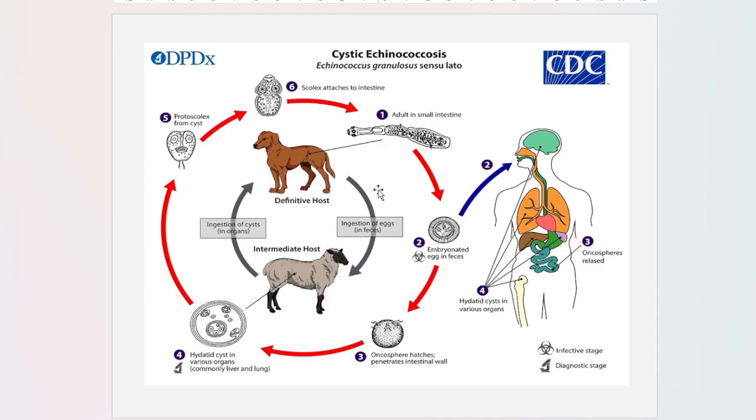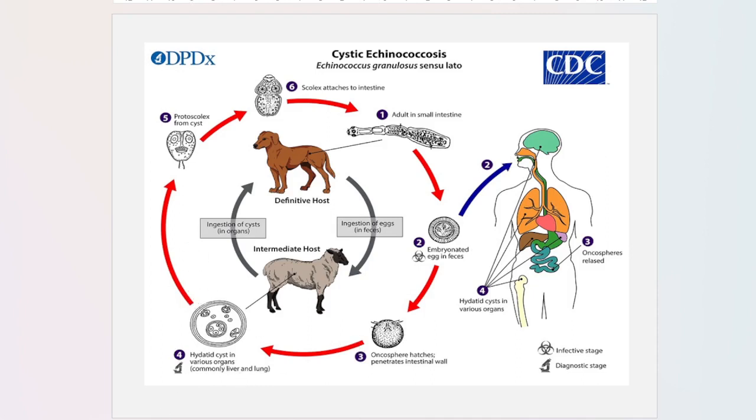So, even here, sa part ng sheep, it will ingest yung embryonated egg in feces. It will hatch into oncosphere. The oncosphere will move out from the intestine to the circulatory system, and it will travel, mag-stay na siya sa organ, and that will develop into hydatid cyst. So commonly liver and lung, even sa tao, commonly liver and lung.